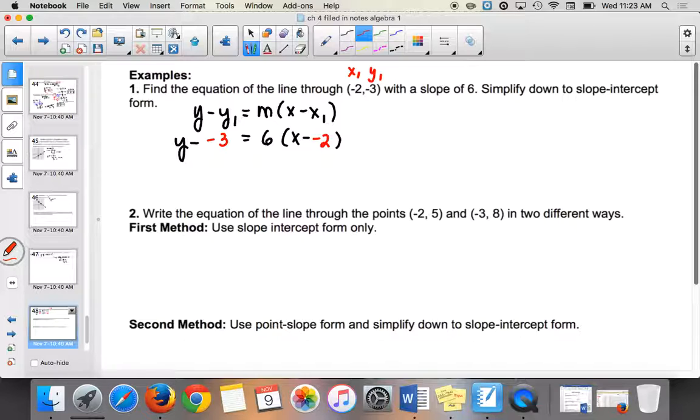Did you guys see I plugged it in for x1 and y1? So we have y plus 3 equals 6 times x plus 2.